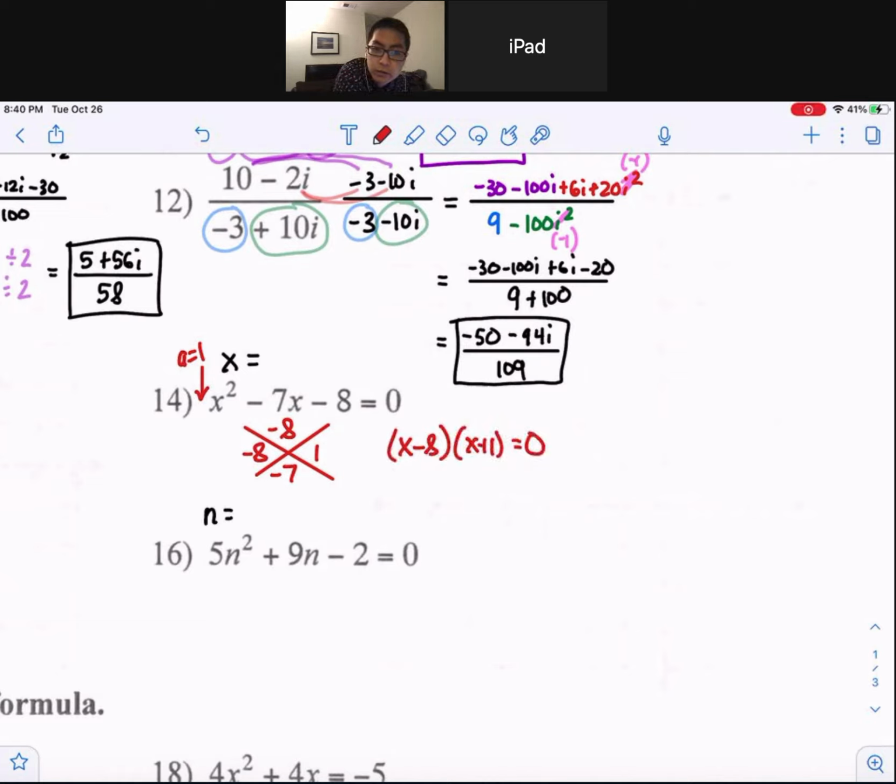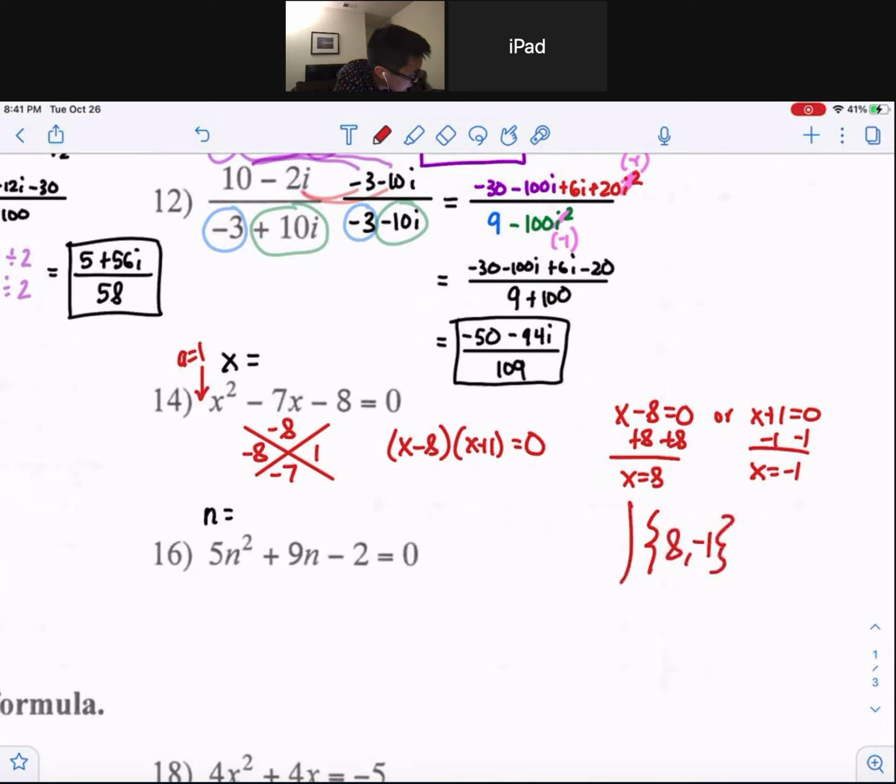But we're not finished. These are only your factors. To solve, set both of your factors equal to 0. x equals negative 1. x is equal to 8. 8 and negative 1 are your guys' solutions.